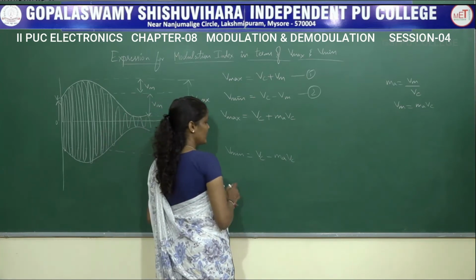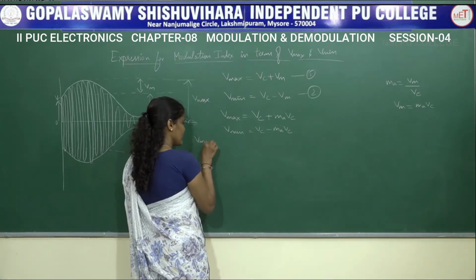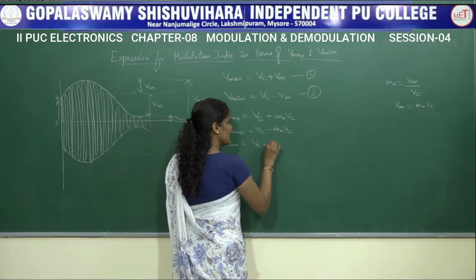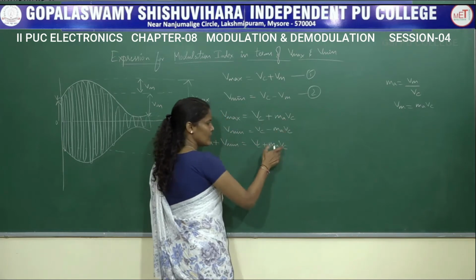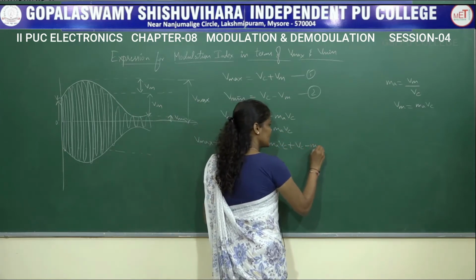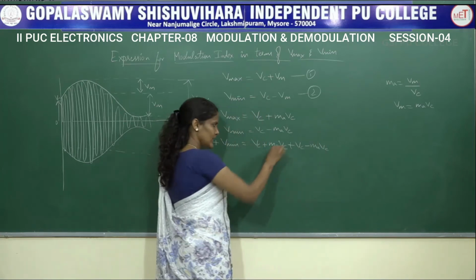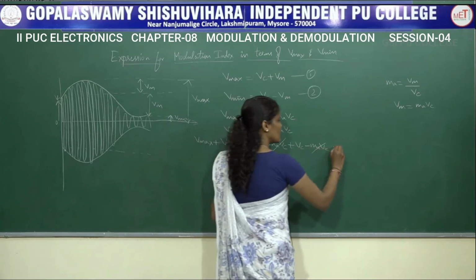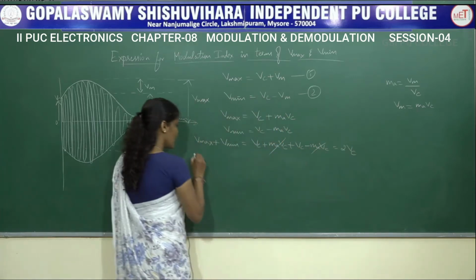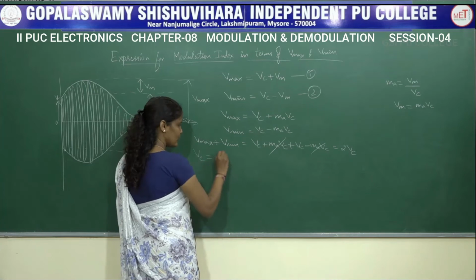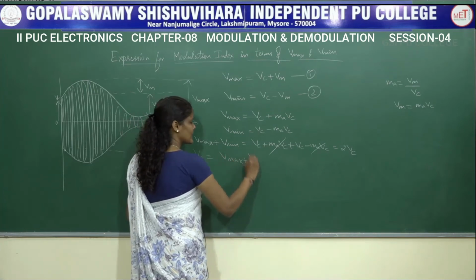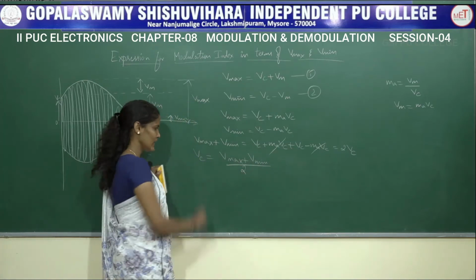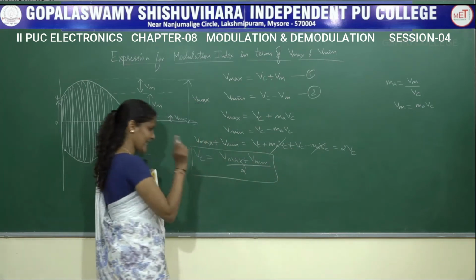Understood? If I am going to add these two, Vmax plus V minimum equals VC plus MA VC, plus VC minus MA VC. In this, MAVC gets cancelled. So this is equal to 2 times of VC. So VC is equal to Vmax plus V minimum divided by 2. I have just cross multiplied. You have to remember this particular expression.